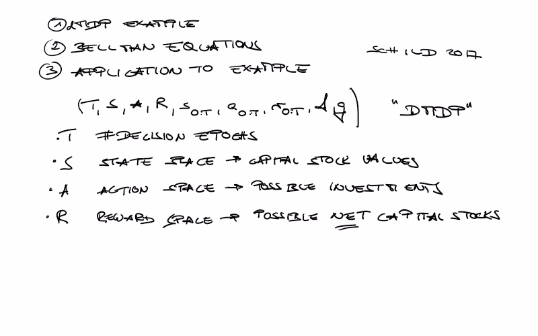I will do that briefly now. So these are the capital stock or state variables. These are the action or investment variables. And these are the reward or net capital stock variables. Essentially, the state space, the action space, and the reward space are sets of numbers, and these variables are variables that can take on specific numbers.